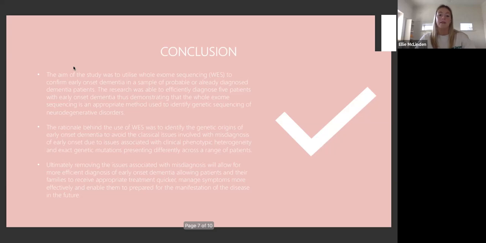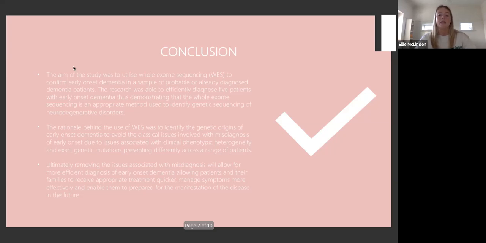The rationale behind the use of WES was to identify the genetic origins of early onset dementia to avoid the classical issues involved with the misdiagnosis of early onset due to issues associated with clinical, phenotypic, heterogeneity, and exact genetic mutations presenting differently across patients.